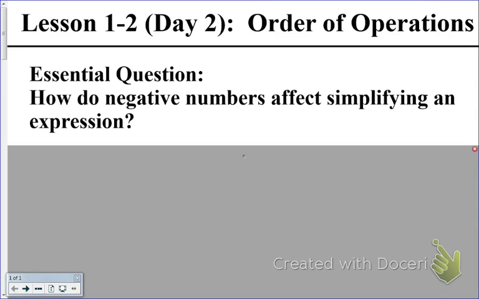By the way, let's put the date on this. September 4th. It is 9/4/18. And the topic is order of operations, but the essential question for the day is, how do negative numbers affect simplifying an expression? What's going to happen there?